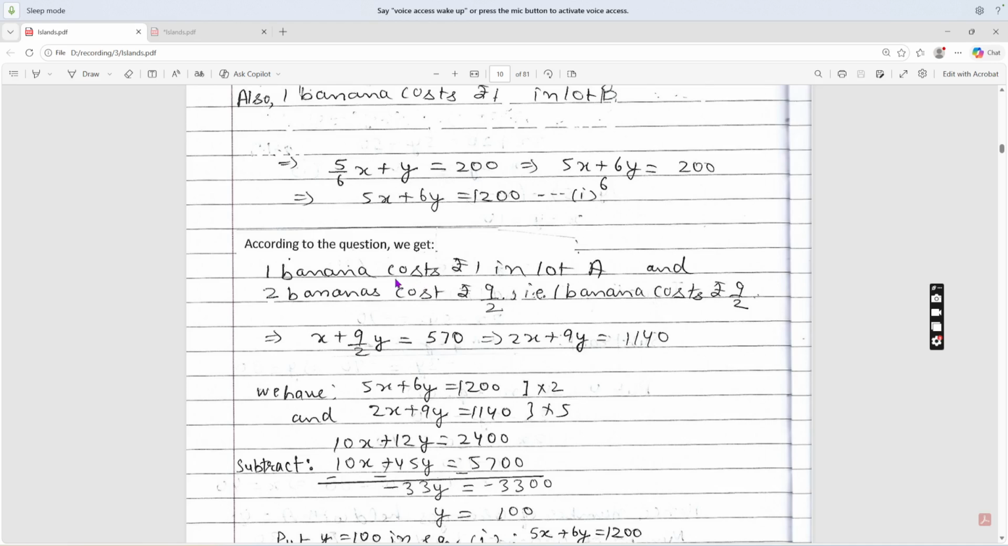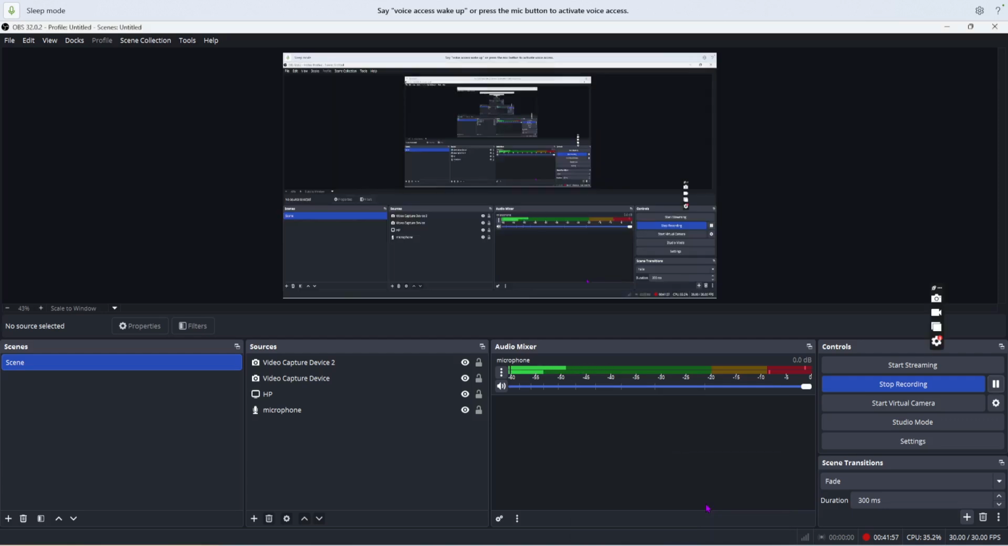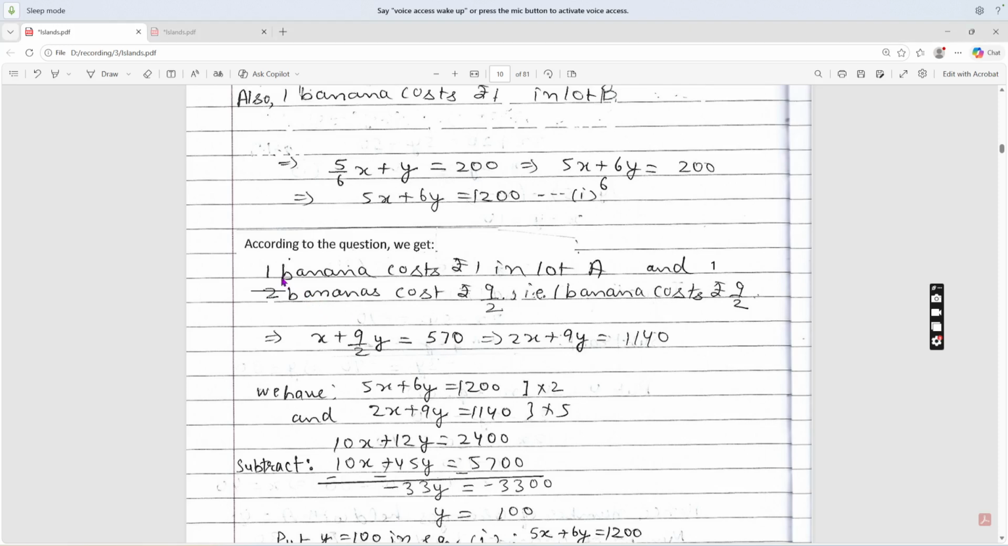And this also you have to mention, 1 banana cost rupee 1 in lot A, and 1 banana cost rupees 9 by 2, that is 1 banana cost rupees 4.5. This 2 is also a misprint here, please ignore this.